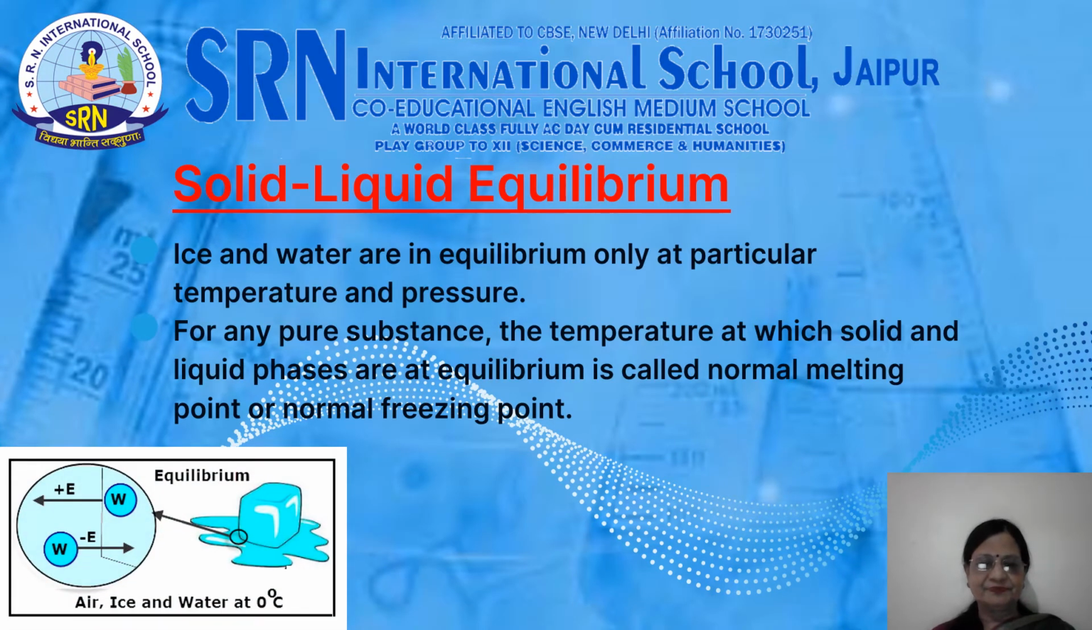Solid-liquid equilibrium. For example, ice and water. When they are in equilibrium, they will be at only a particular temperature and pressure. For example, when you consider ice and water, then they will be in equilibrium at 0 degrees Celsius. So for any pure substance, the temperature at which solid and liquid phases are at equilibrium is called normal melting point or normal freezing point.